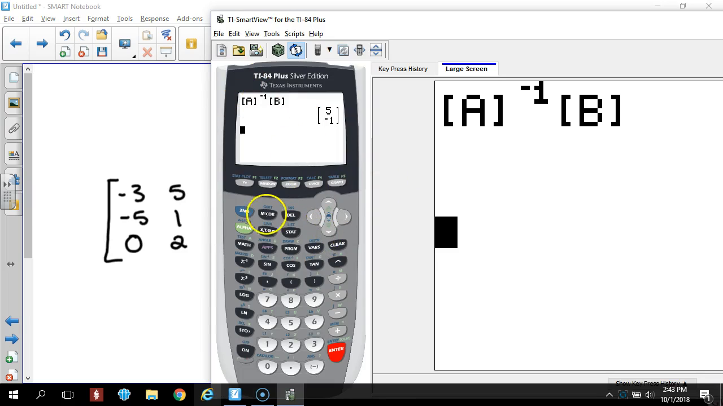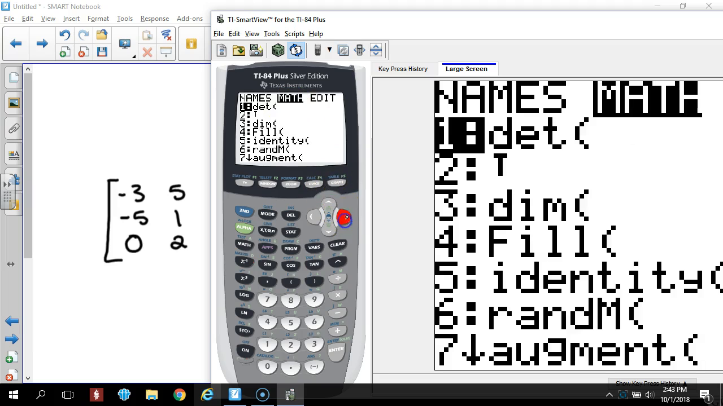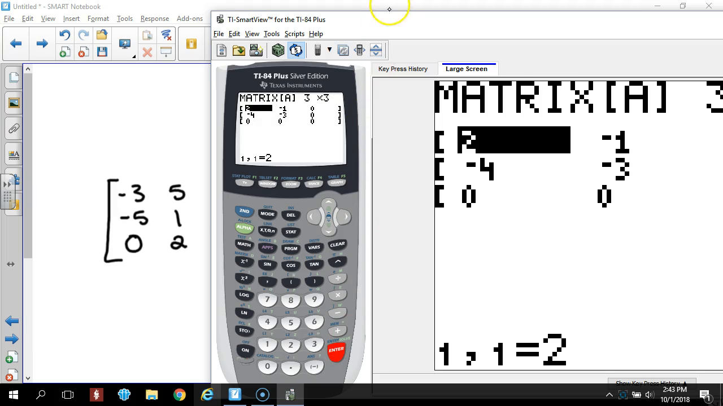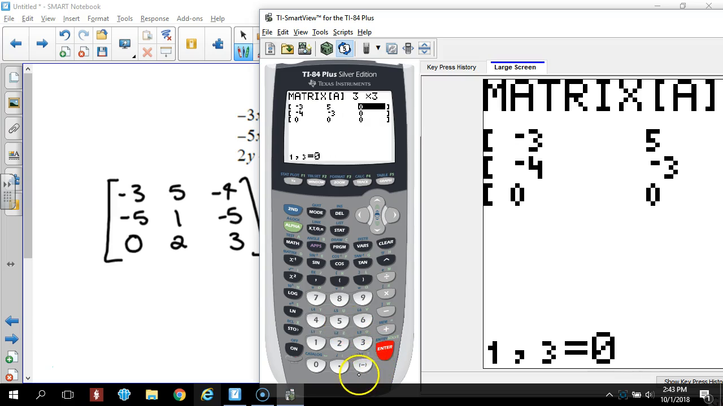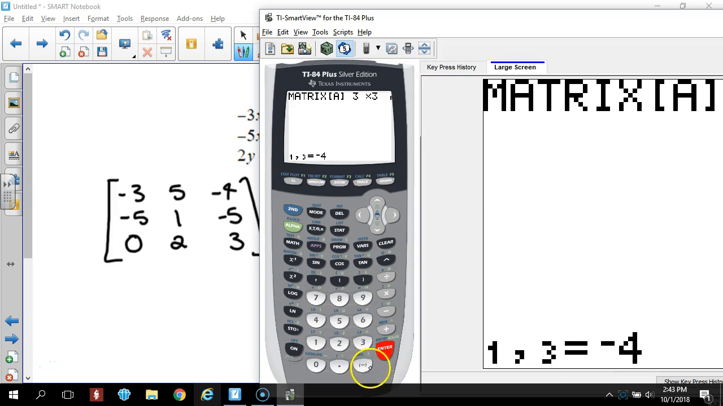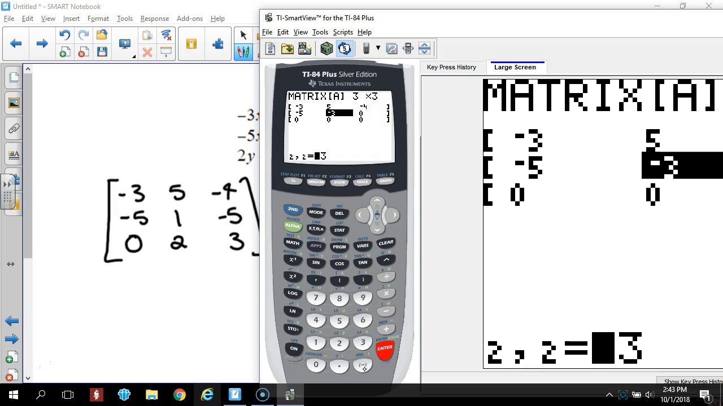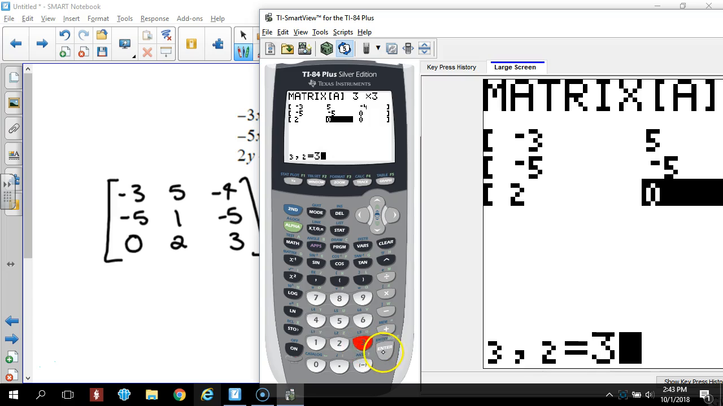So let's do that. So if I go back into the matrix screen, now that's still there, so I'm just going to go over to Edit and change this one, 3 by 3. And now I'm going to just override it with what I've got right here. So I have -3, 5, -4, -5, 1, -5, 0, 2, and 3.